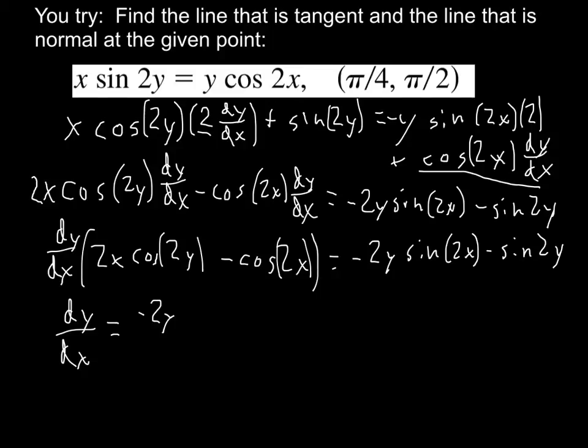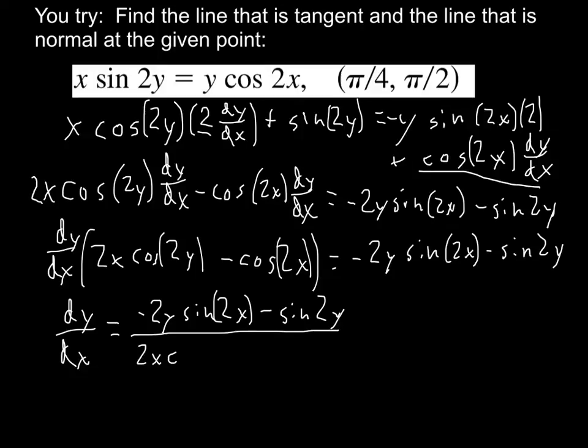Negative 2y sine of 2x minus sine of 2y all over 2x cosine of 2y minus cosine of 2x. There we have it. There's our slope equation. Piece of cake, right? Okay, don't throw anything at me. Let's now find what is the slope at the point pi over 4, comma pi over 2.